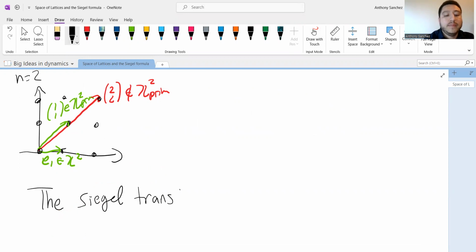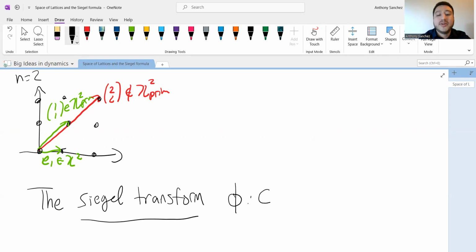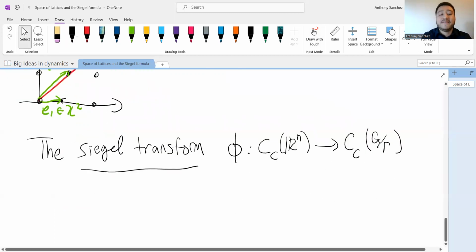The Siegel transform is going to be a transformation on function spaces. So what kind of functions am I interested in? I'm interested in continuous functions with compact support in R^n, and I want to map this to continuous functions with compact support on my coset space, G mod gamma, on the space of lattices. And how do I want to define this transformation?